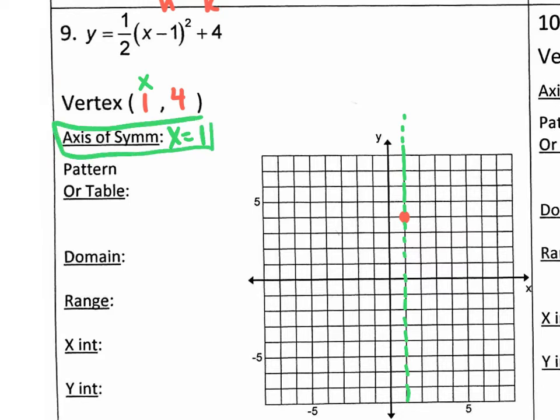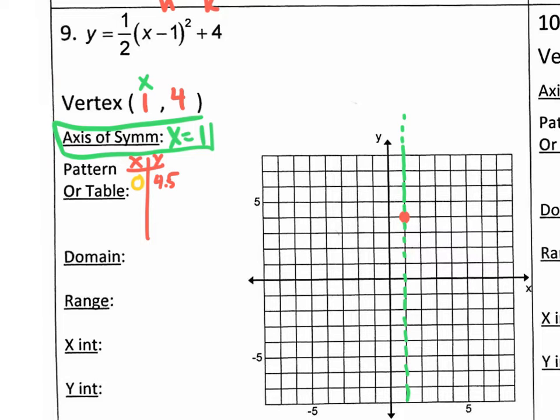Now let's use either a pattern or the XY table, the input-output table. Now let me kind of explain both again, just for fun. If you're going for an input-output table, you could plug in any number you want, let's say you want to plug in 0 for x. If you plug in 0 for x, that'll be 0, take away 1, which is -1. -1 squared is +1. +1 times half is half. And then half plus 4 is 4.5. So when you plug in a 0, you get out 4.5.